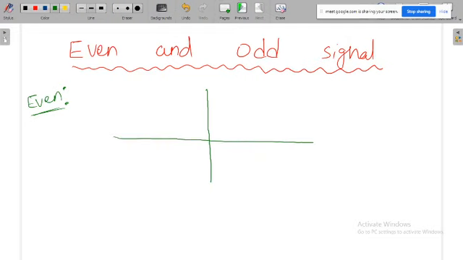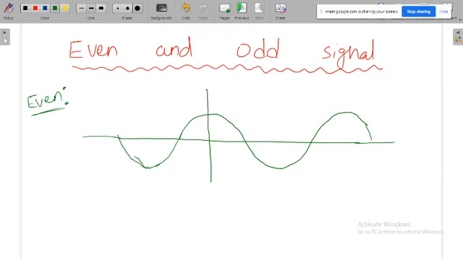Again, how to represent the cos signal? This is the representation of the cos signal. Just for clarity, I am putting only a few cycles. Actually, the cycles will extend from minus infinity to plus infinity.